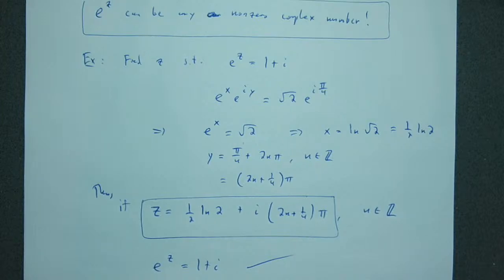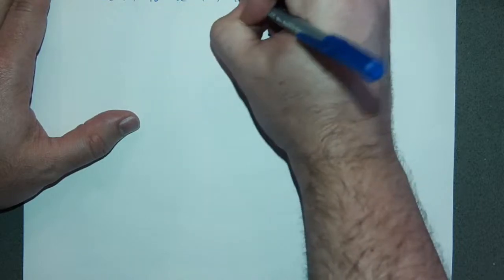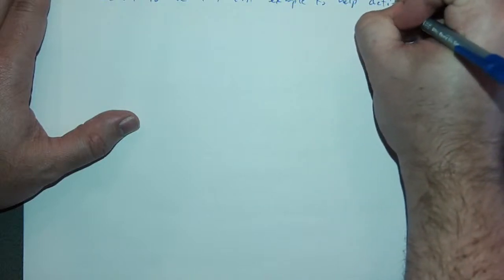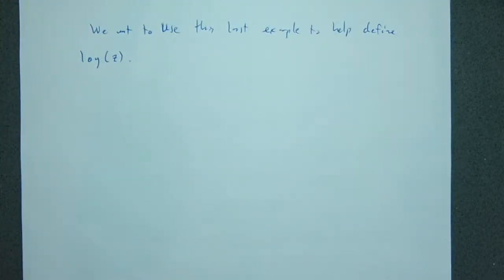Now, we're actually going to use more or less this method generally to be able to talk about the complex valued function log z. Okay. So let's continue this. We want to use this last example to help define the function log z, which is my inverse function to e to the z, just like ln of x, the natural log of x, was defined to be the inverse of e to the x.